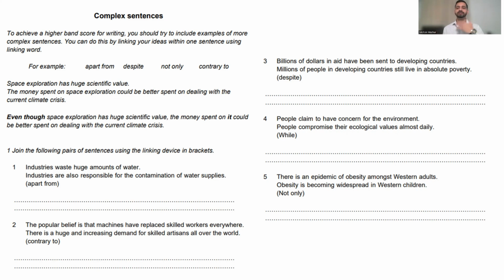And I've provided you plenty of linking words in speaking section as well as in writing section part 1. I'll provide you more of these and we'll do more practice here. All right. So for example, you could use apart from, despite, not only, contrary to, right? So let's look at these two examples. There are two sentences. These are simple sentences. The first one is really a simple sentence. Space exploration has huge scientific value, right?